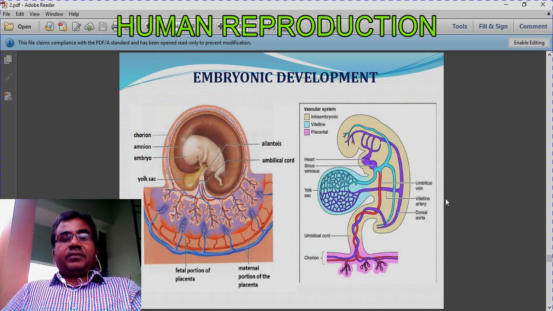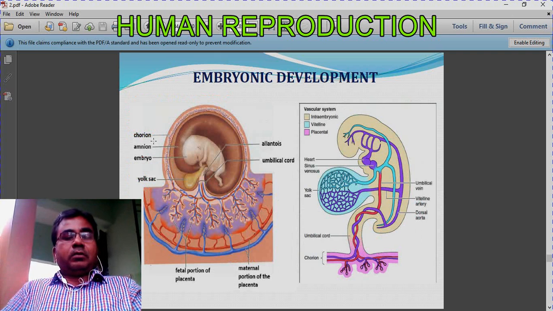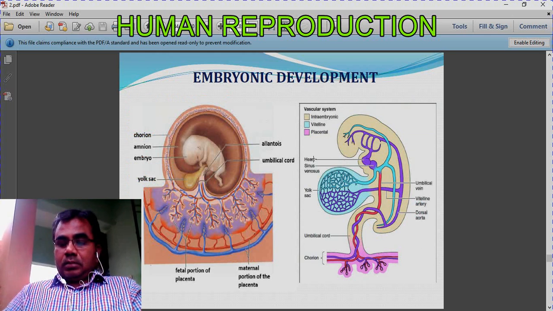This is the structure of the embryonic development. Now look at the embryo and the membranes around the embryo. Chorion, allantois, yolk sac, these are the extra embryonic membranes around the embryo.